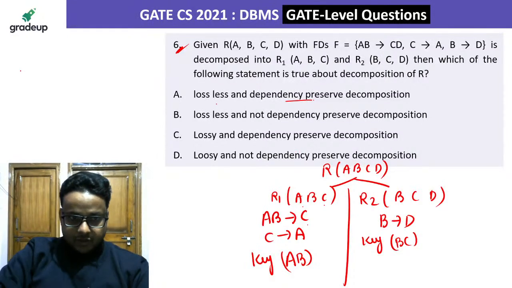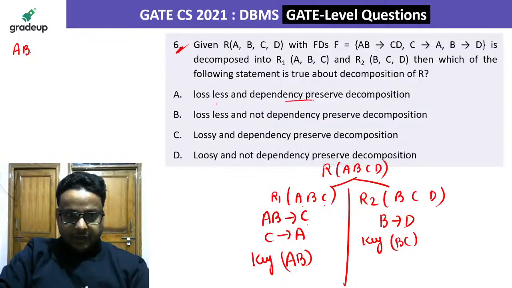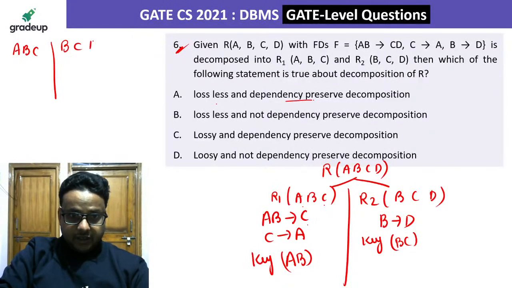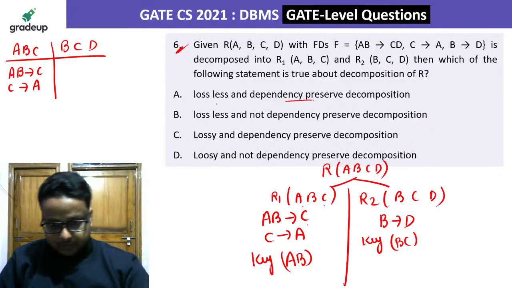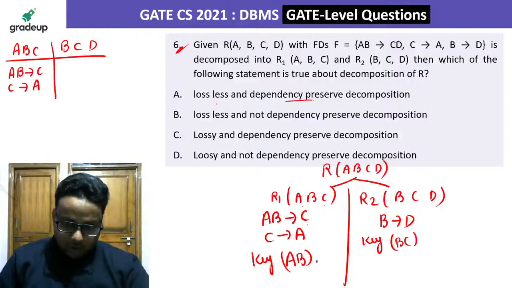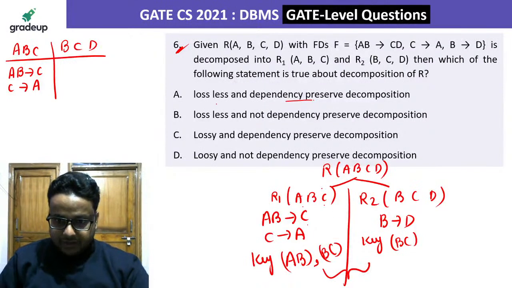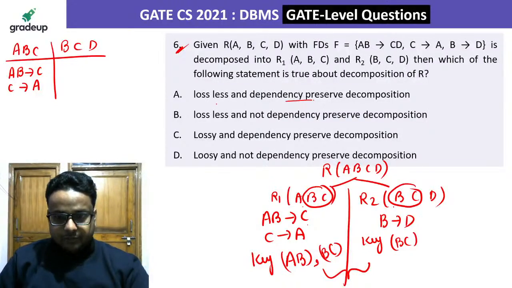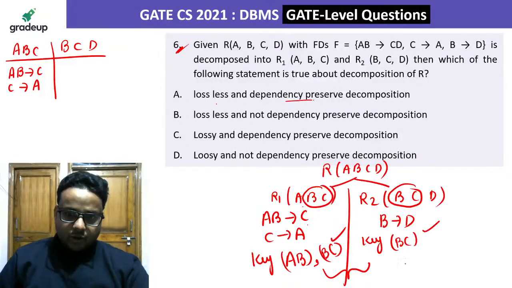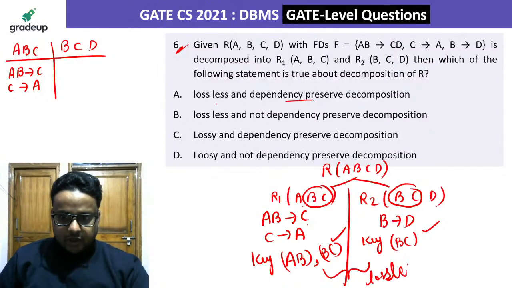Dependency preserving means, for example, we have written ABC and we have written BCD. So here directly we are able to write AB determine C and C determine A. CB will also be the key, I think. BC is also key. So now here you are having BC common and here BC common, so BC is the key here also and here also, so it is lossless undoubtedly.